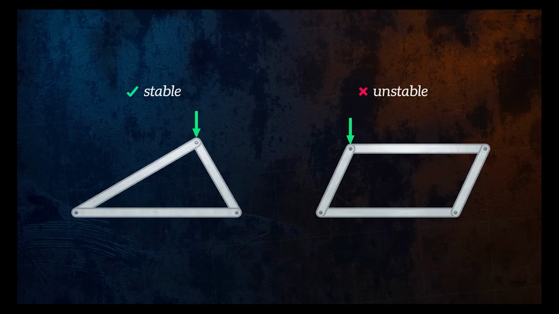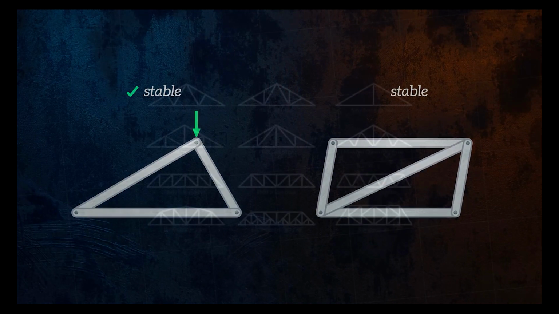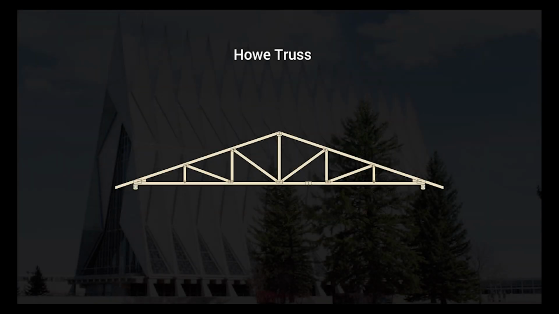To stabilize this configuration, a diagonal bracing member needs to be added to split it into triangles. There are lots of different ways to build a truss, but there are some particularly popular truss designs that you will see again and again. As you can see here, there are many types of trusses in the world. The one that was used in the Cadet Chapel is the hoe truss.